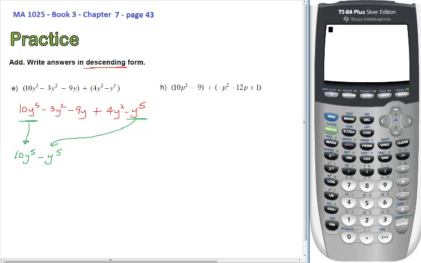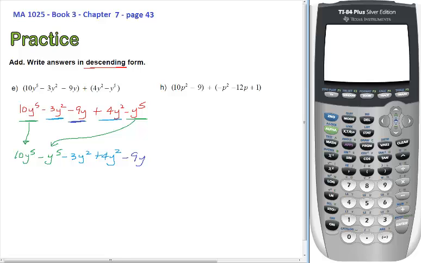Now if I do it in that order, the next one will be negative 3y squared, and like with that is plus 4y squared. Notice I started with the highest exponent first, then the next highest exponent, and the last one. There's 5 terms, so this one doesn't have any like term with it. It's by itself.